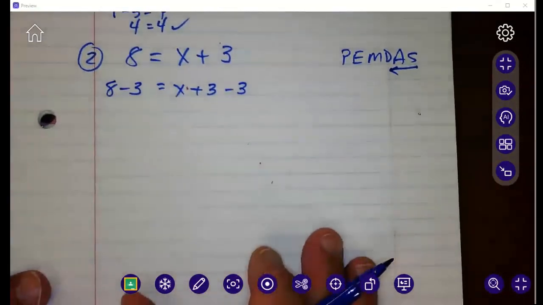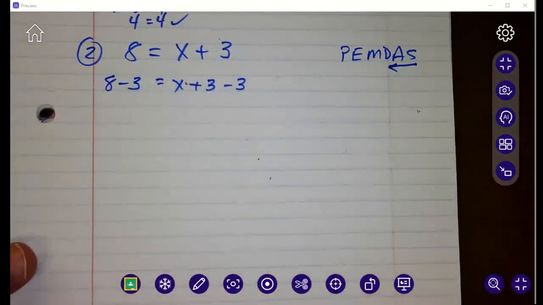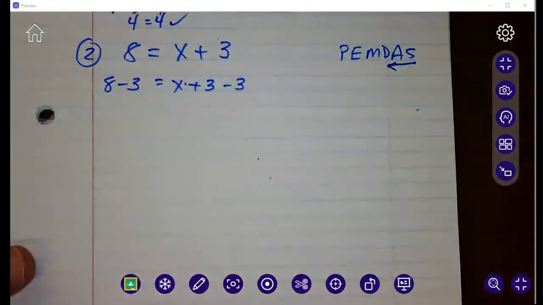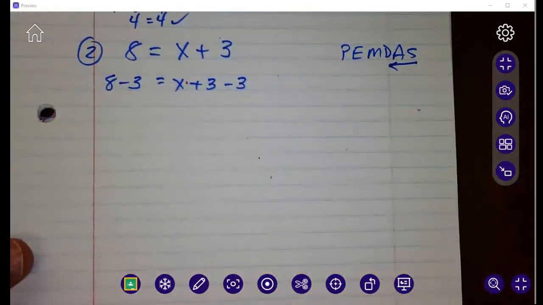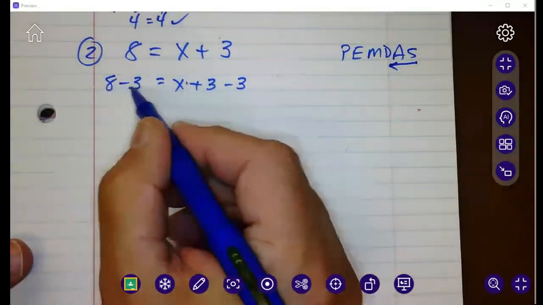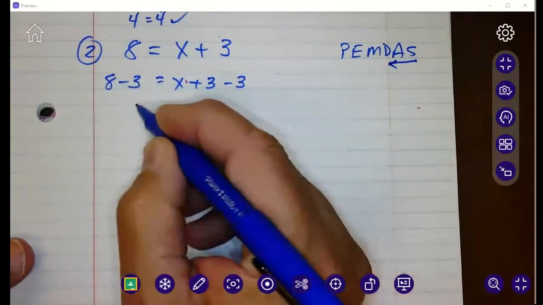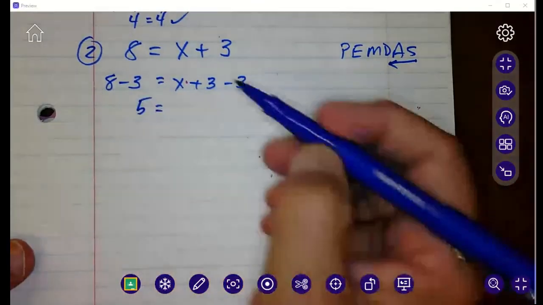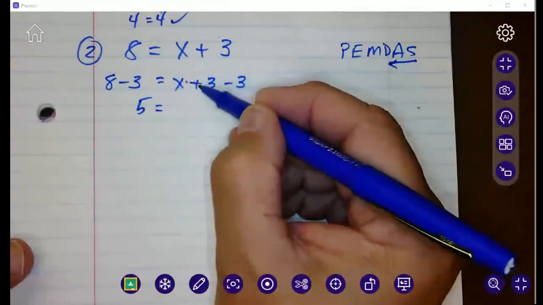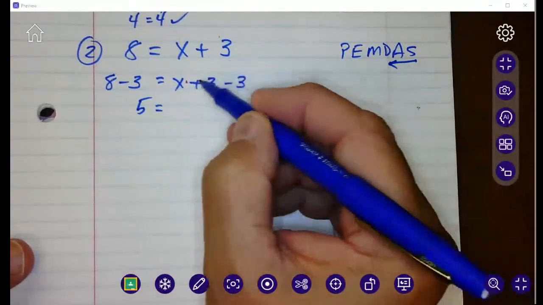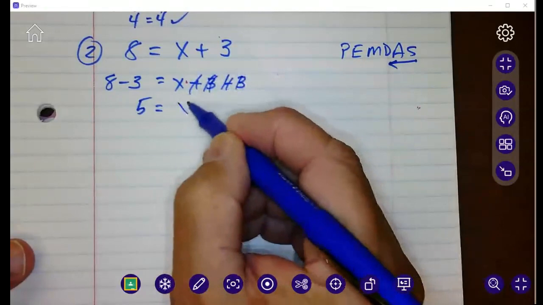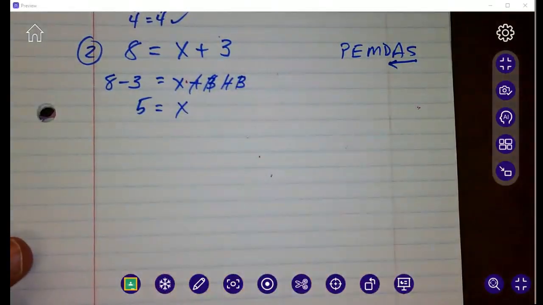Your paper should look exactly like that right now. If I had you take a picture of your paper and send it to me, I would want to see that right there. I don't want you to take shortcuts. So on the left, 8 minus 3 is 5. And over here, 3 and negative 3 add out, and we're left with x.